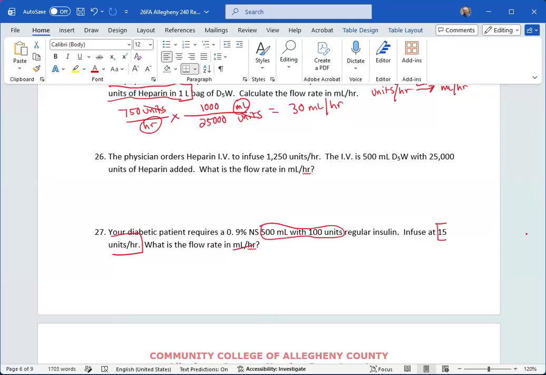So I always like to start with the units per hour first, then convert units per hour to milliliters per hour. So what do I want? I want milliliters. What am I trying to get rid of? Units. Then I just use the numbers here. So 500 goes with ml, 100 goes with units, and then I can solve from there. So 15 times 500 divided by 100 will give me 75 mil per hour.